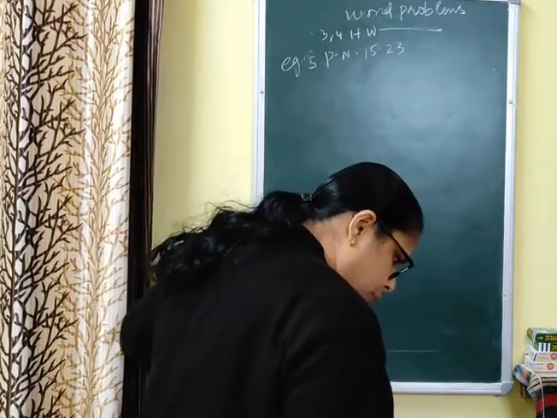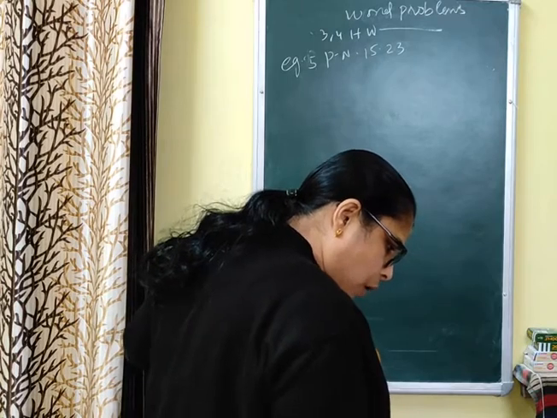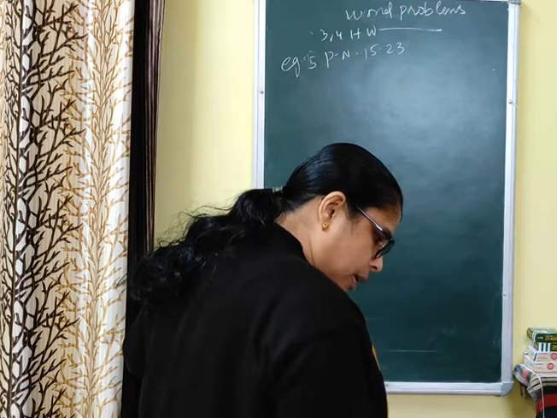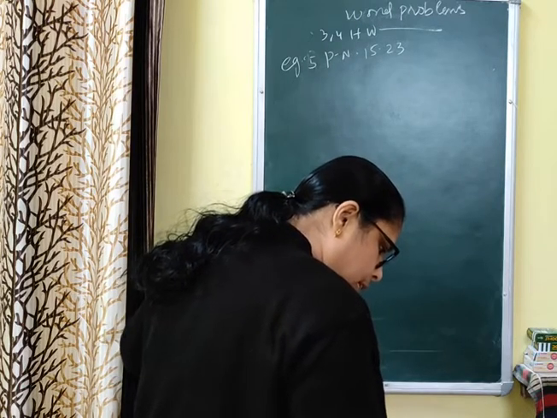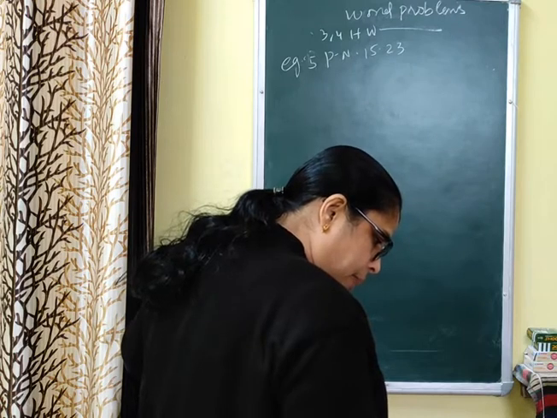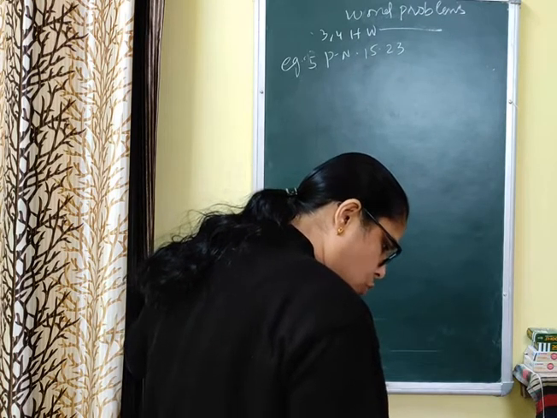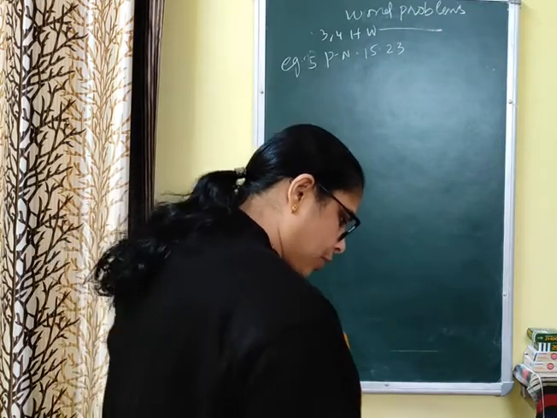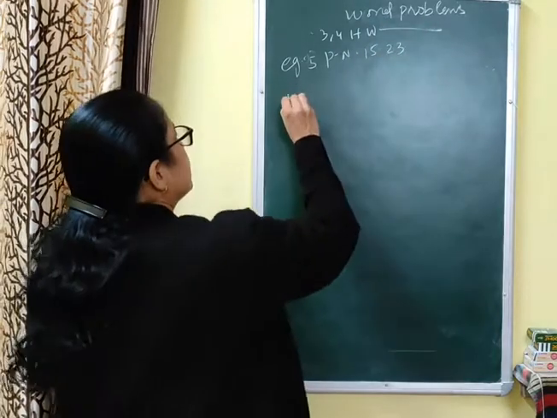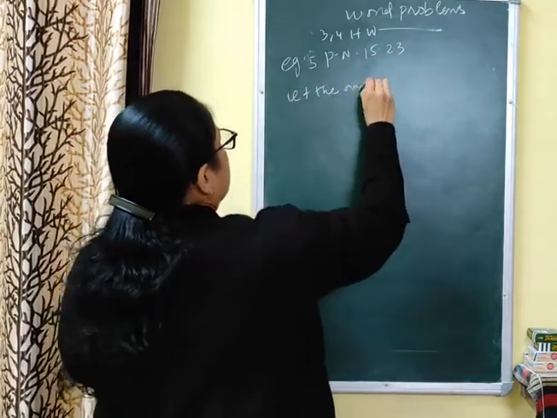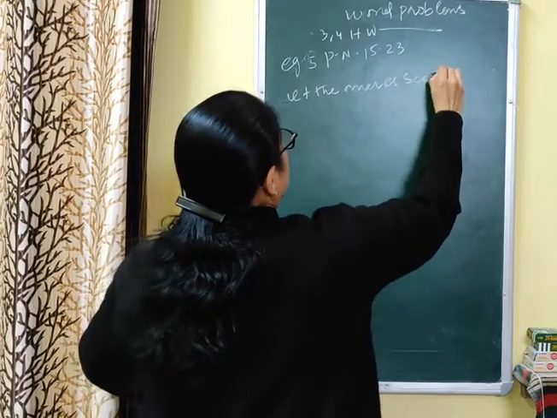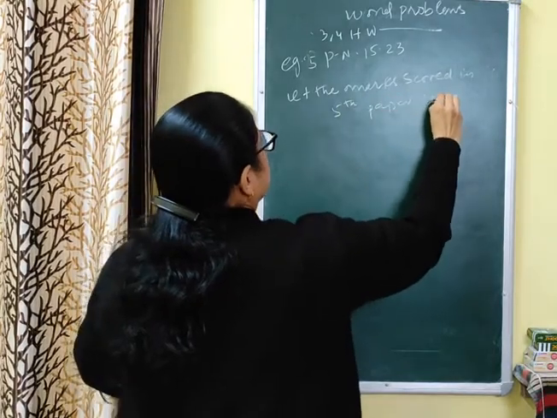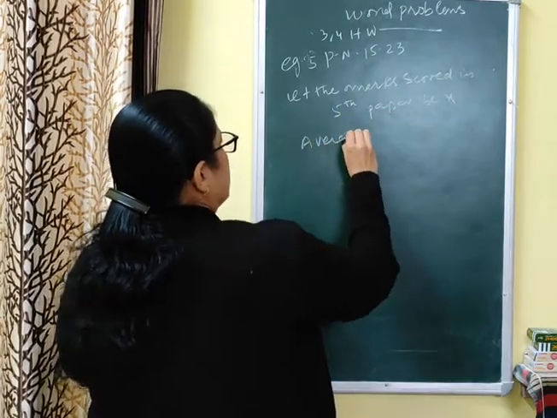The question is, in the first 4 papers, each of 100 marks, Rishi got 95, 72, 73, 83 marks. If he wants an average of greater than or equal to 75 marks and less than 80 marks, find the range of the marks he should score in the fifth paper. How many marks does he need in the fifth paper? His average should come greater than or equal to 75 and less than 80. Let the marks scored in the fifth paper be x. Now the average mark, the marks of all the subjects are given.